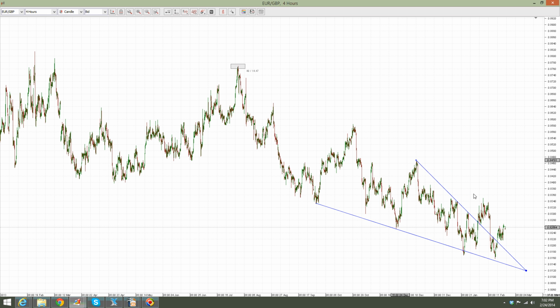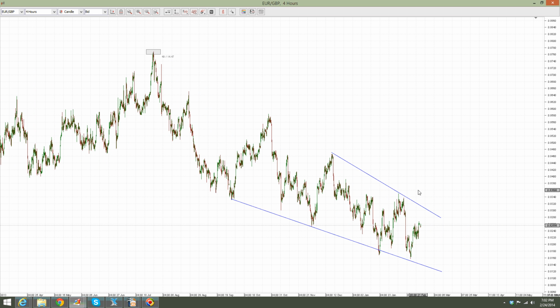And like this, and we still need a leg lower. This leg lower is mandatory to be corrective. It is a corrective wave, and it should be interpreted as a corrective wave of lower degree.